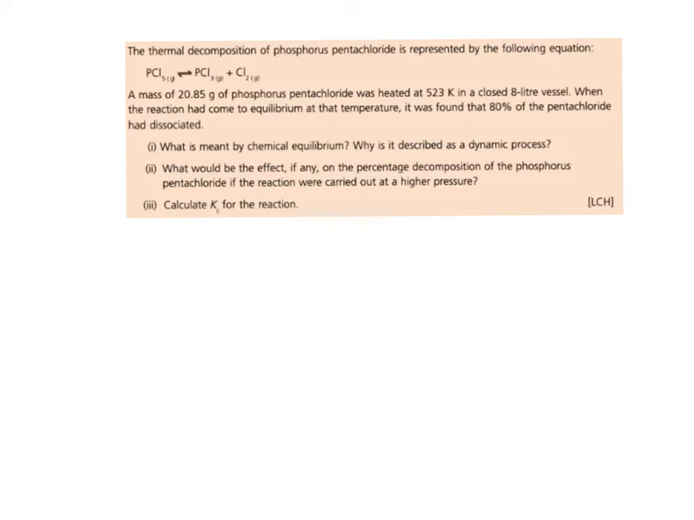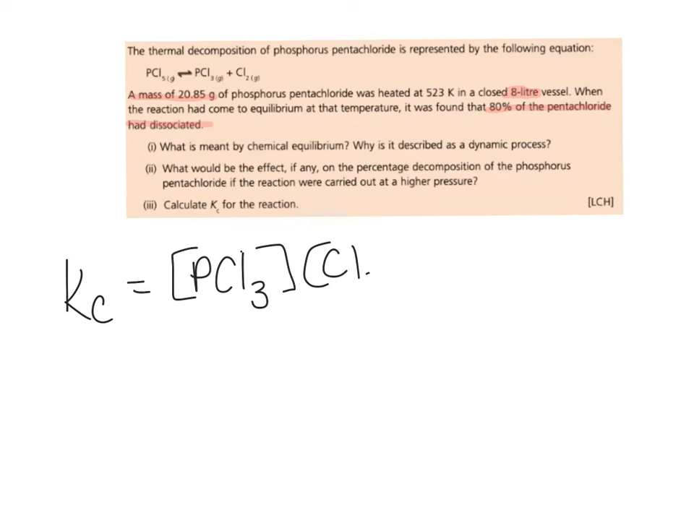Finally, we're on to our calculation for Kc. So if we go through our question again, we're going to highlight the important bits. So I can see that a mass of 20.85 grams was heated in a closed 8 litre vessel. That 8 litres is going to become very important. When the reaction had come to equilibrium at that temperature, it was found that 80% of the pentachloride had dissociated. So the first thing I'm going to do is write down what my Kc equation is going to look like. So it's going to have my products over my reactants.